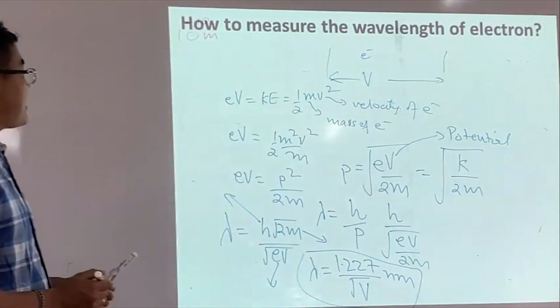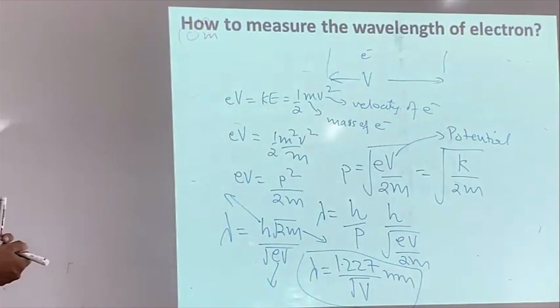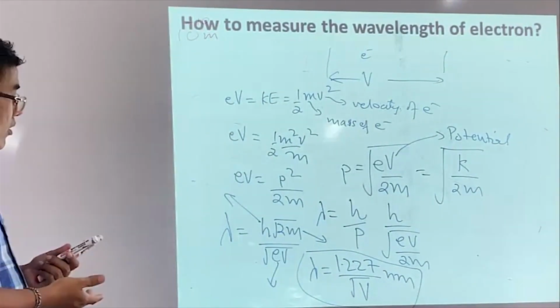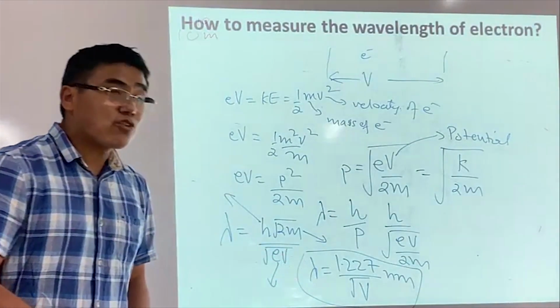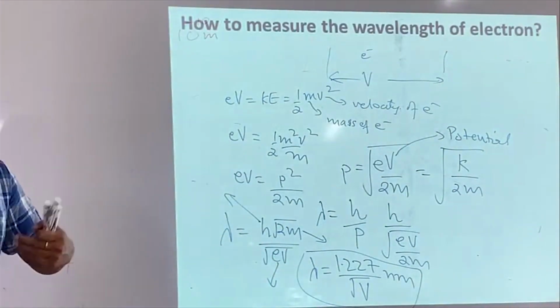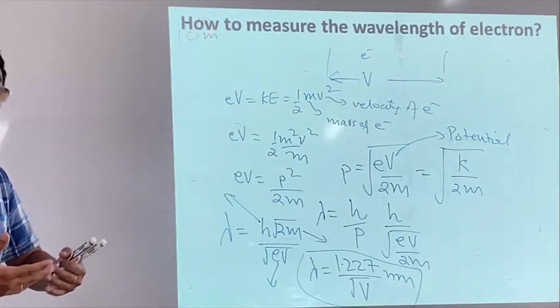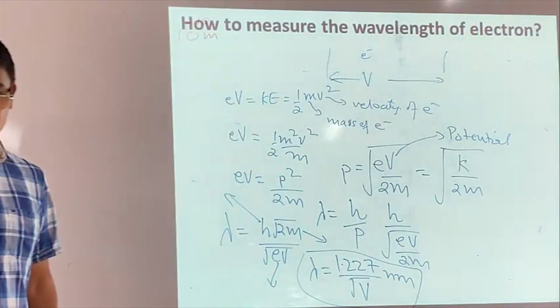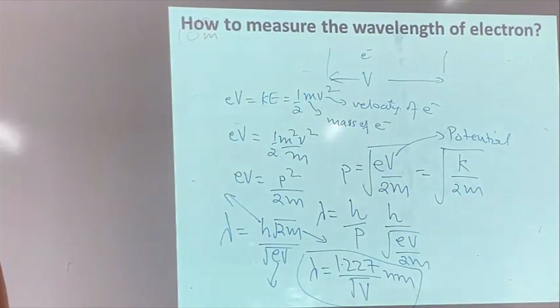This equation tells us that if the potential is higher, then the wavelength is going to become smaller. Why? Because if the potential increases, the velocity is going to be greater and the momentum is going to increase, and then the wavelength is going to decrease. Now let me give you an example.